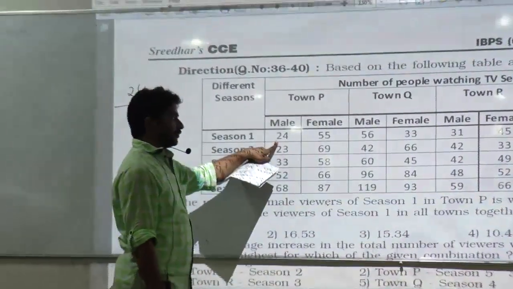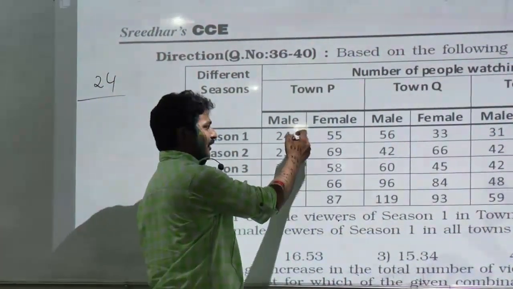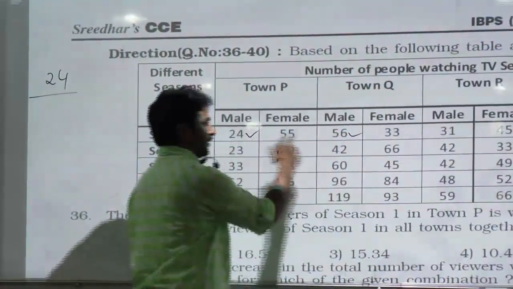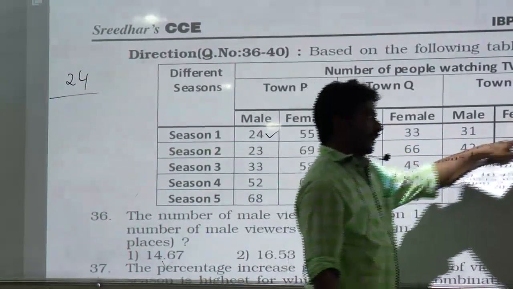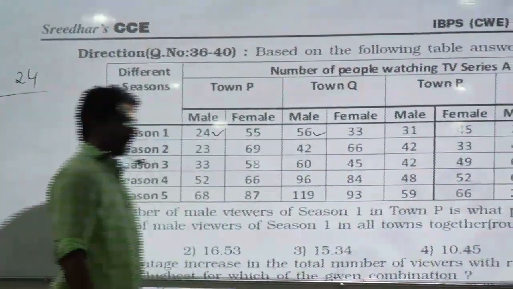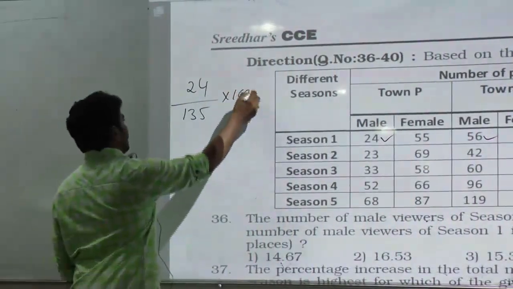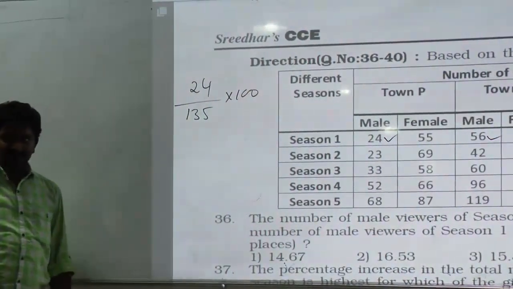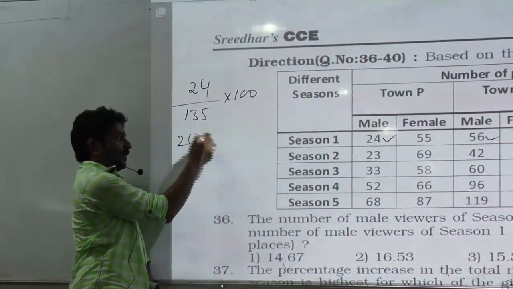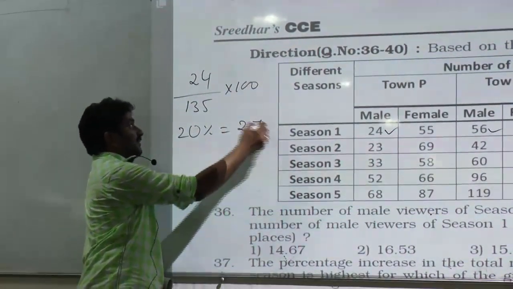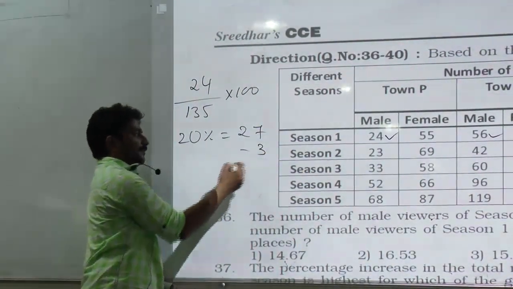All the towns. So male viewers only: 24 and every alternate number, 24, 56, 80, plus 31, 111, 111 plus 24, 135. Out of 135, 24 forms what percentage? And this is what you need to calculate. Now look at the denominator. What is 20% of denominator? 27. But our numerator is 24. You need to subtract 3.